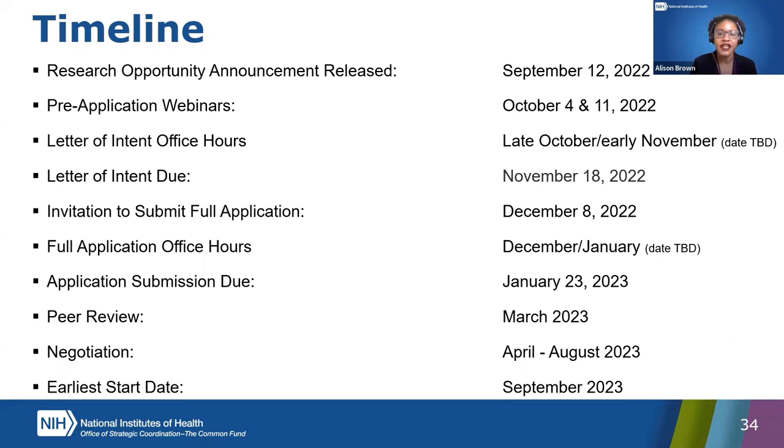So before we close, again, we want to reiterate the timeline and key upcoming dates. The research opportunity announcement was released on September 12th, and we are hosting two live pre-application webinars on October 4th and 11th, where you can get your questions answered live. We also plan to host office hours in late October and early November to provide additional support for applicants. So please check the ComPASS website for when these dates will be released.